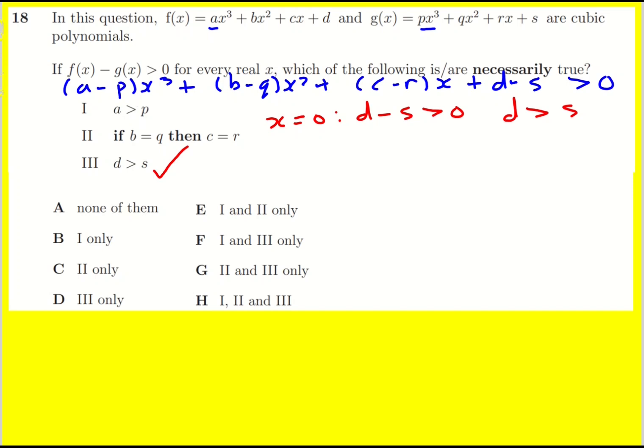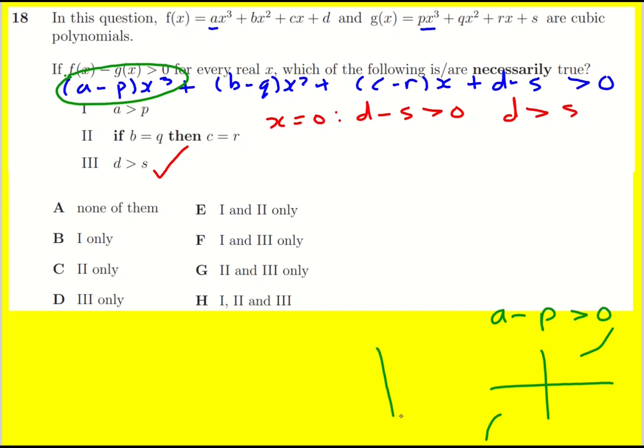What about a being greater than p? Now, the thing is, when x becomes large, this term is going to dominate. And if a minus p is greater than 0, you're going to get a cubic that's going to go to infinity here, but it's going to go to minus infinity here. So it's definitely going to go below the axis. So it can't be true, basically. And then if a minus p was less than 0, well, I'd get a negative cubic. And actually, for large values of x, it's going to go to minus infinity. Again, it would go below the axis. So the only thing that is possible is a is equal to p.